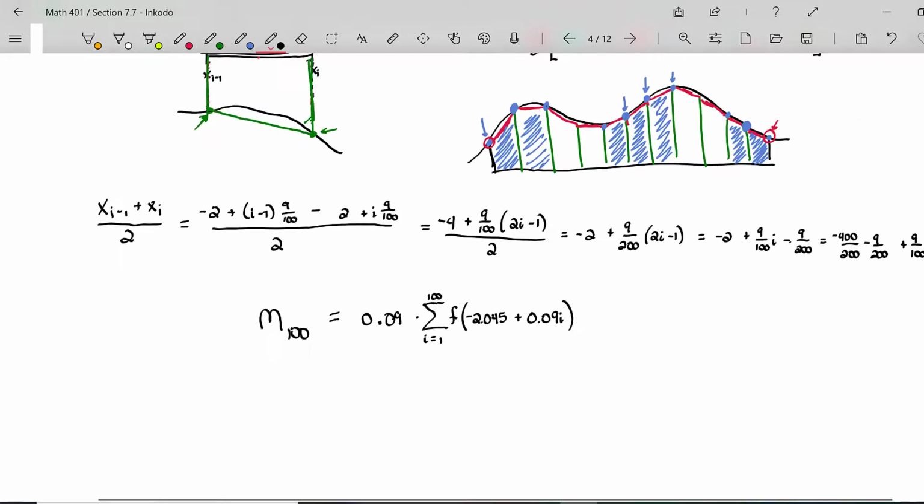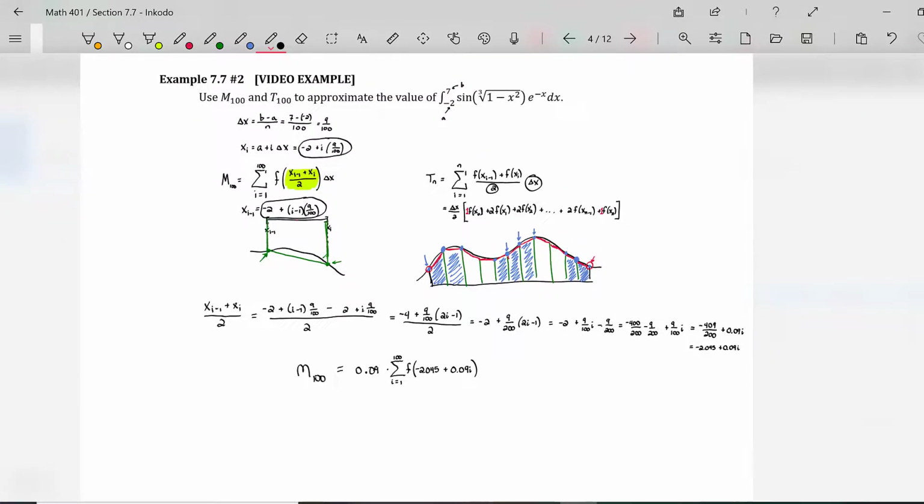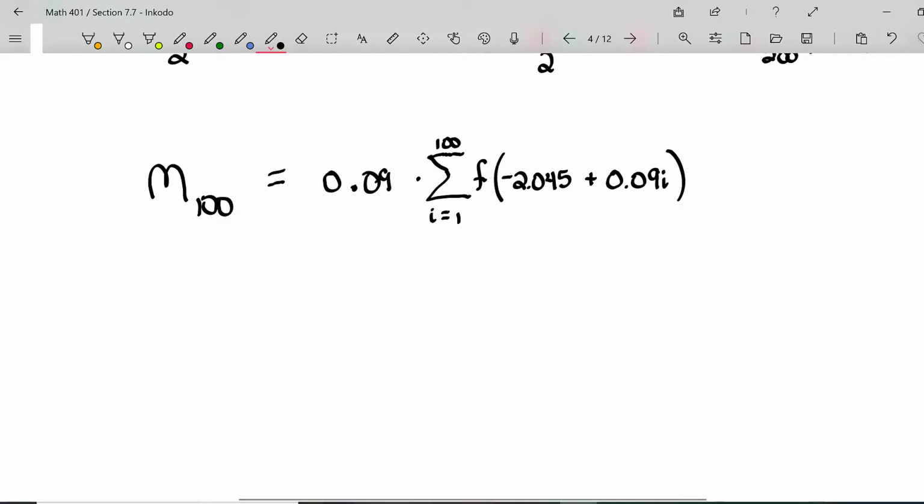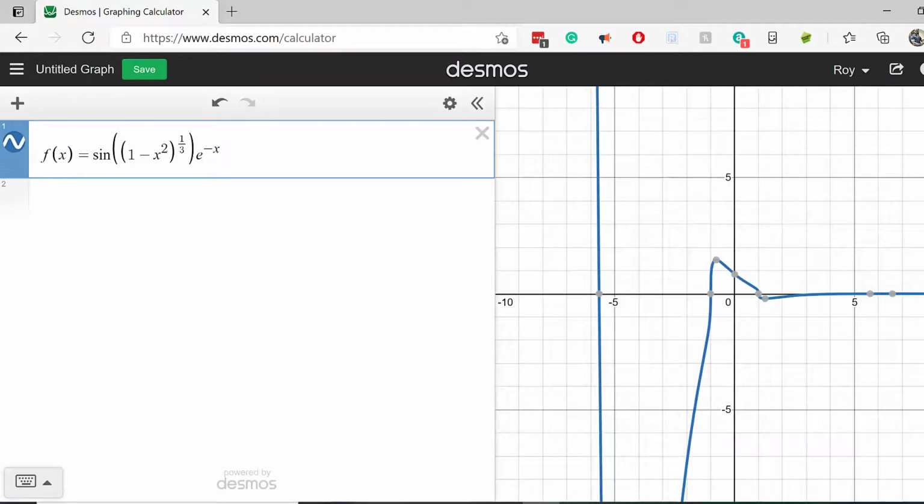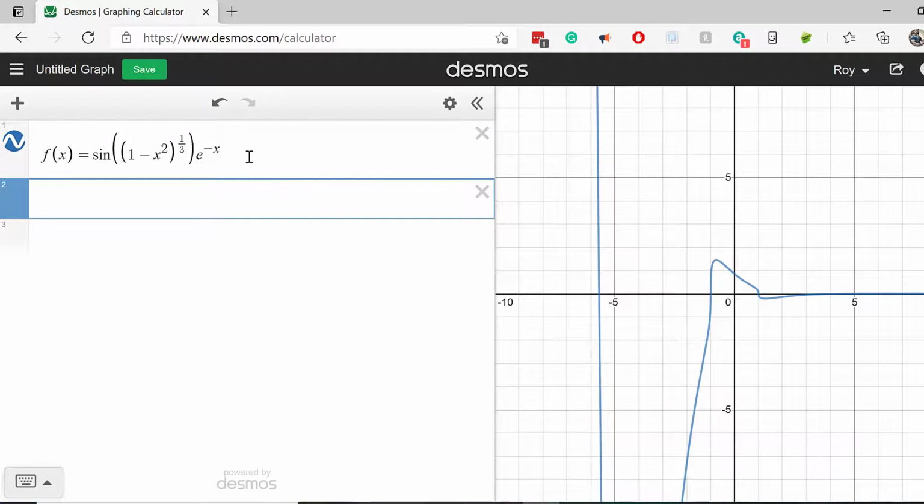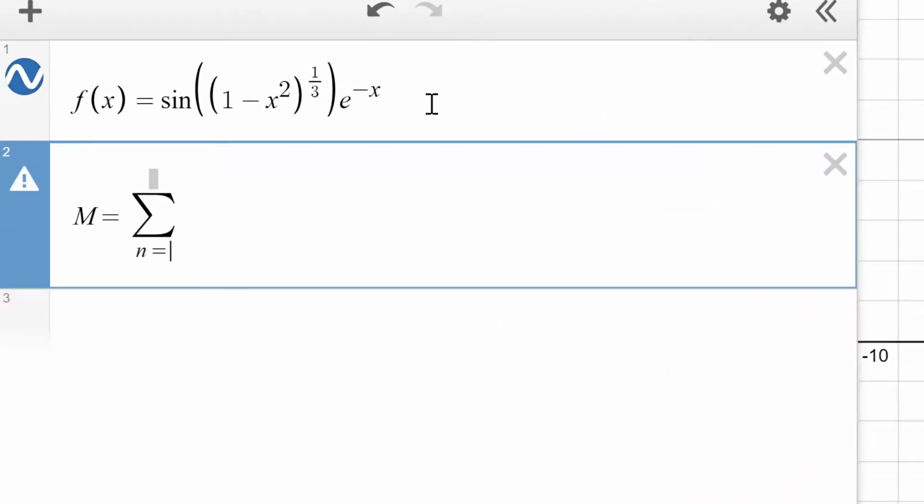Rather than showcasing the trapezoid simplification right now, let's go ahead and just focus on the midpoint rule here. So here we are in Desmos. Notice that I have actually already written the function f of x is equal to the sine of the quantity 1 minus x squared to the 1/3 power, and that is being multiplied by e to the negative x. That's our function that we were concerned with. And now I'll go ahead and just hit enter and say that m is equal to, and I'll type the word sum in, S-U-M. Notice the index on this is preset to be n.